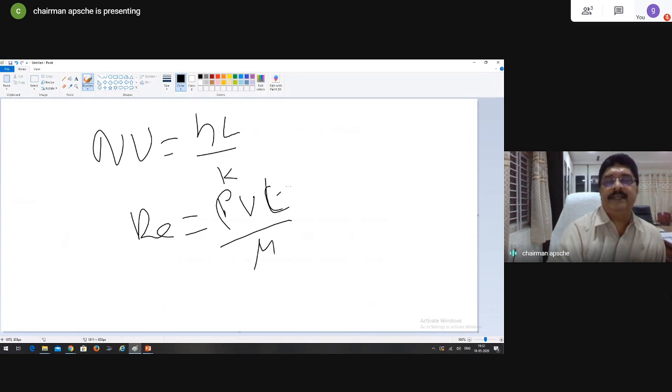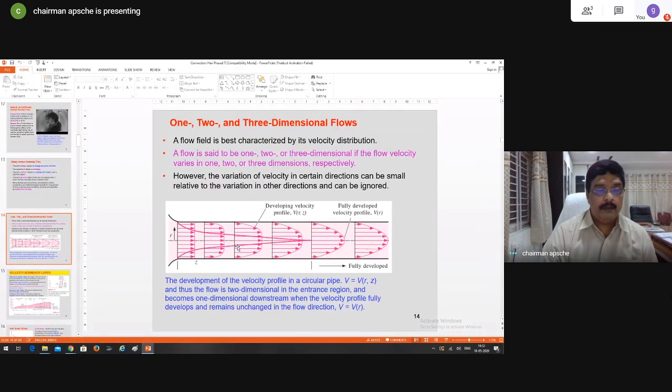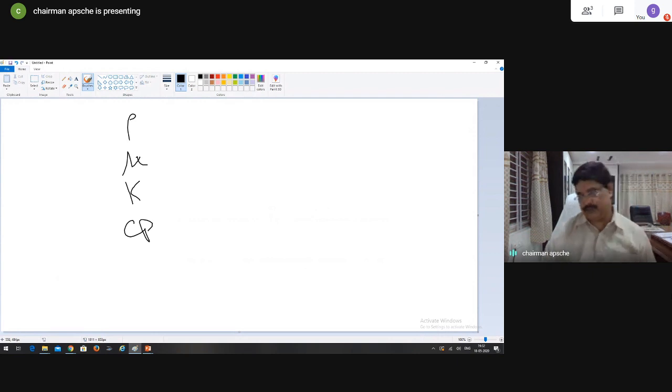L is D here in this case of a circular pipe, right? To calculate this, what are the three dimensionless group numbers you calculate? Reynolds and Prandtl. From there you calculate Nusselt's number. So the properties, you need rho, mu, K, Cp. All these values you need.